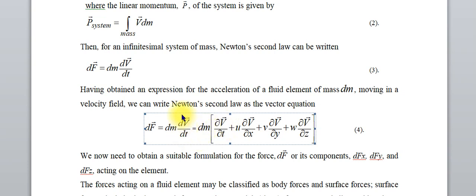So how to find the total acceleration? The total acceleration, denoted by d by dt, can be obtained from the local acceleration plus the convective acceleration. We call this the material derivative or substantial derivative, and this is the local or convective derivative. Remember, this is the same as before, but we have split it into local acceleration and convective acceleration.